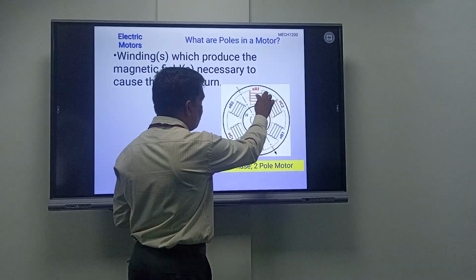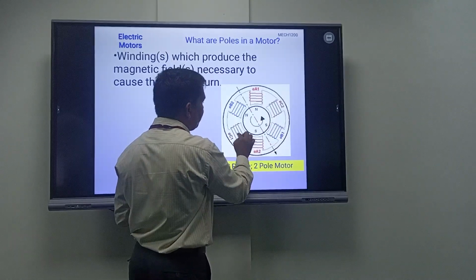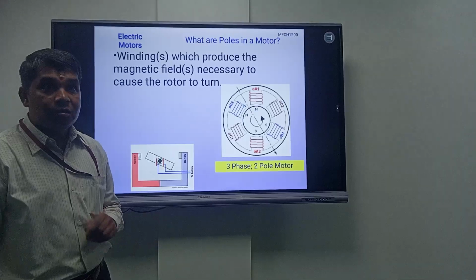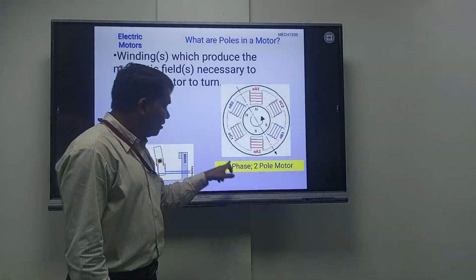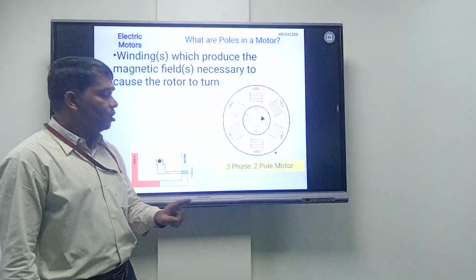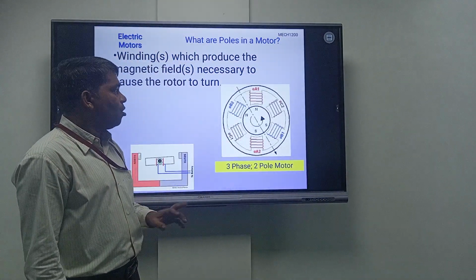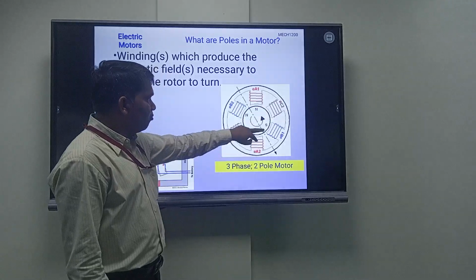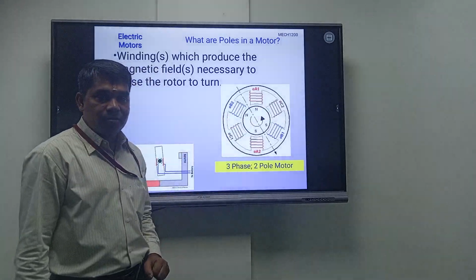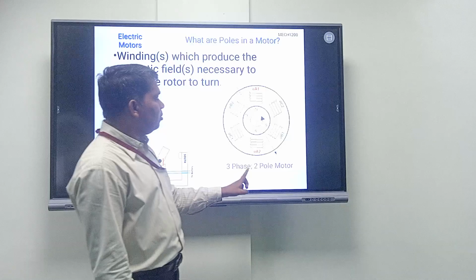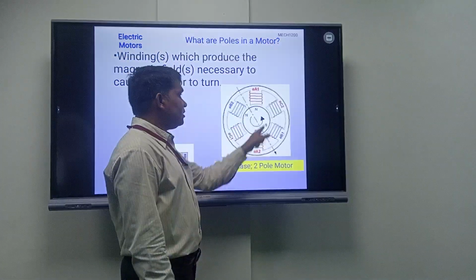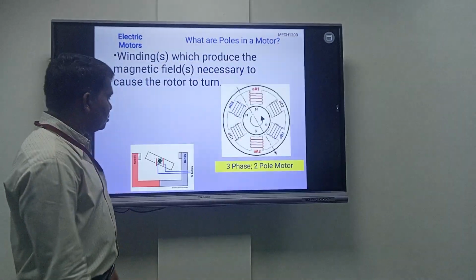Here we have 6 poles: 1, 2, 3, 4, 5, 6. Why do we have 6 poles? Because there are 2 poles per phase, and with 3 phases we have 6 poles. One pole pair for one phase, another for the next phase, and another for the third. So we have a 2-pole motor with a 3-phase supply, and that's why we have 6 poles here.